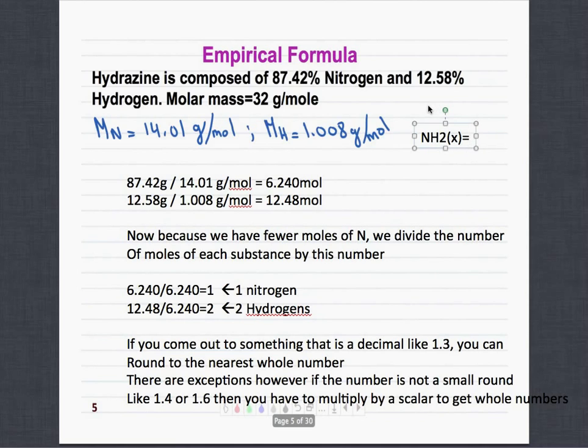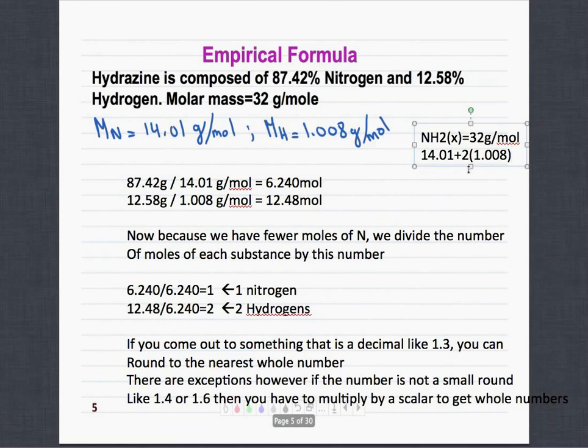So let's say the molar mass of this is Mn2 plus 2MH multiplied by X, and it should be equal to 32 grams per mole. Okay? So we just said that the mass is going to be 14.01 plus 2 times 1.008, X equals 32. We're solving one equation, one unknown. And in this case, X is going to be equal to 2.